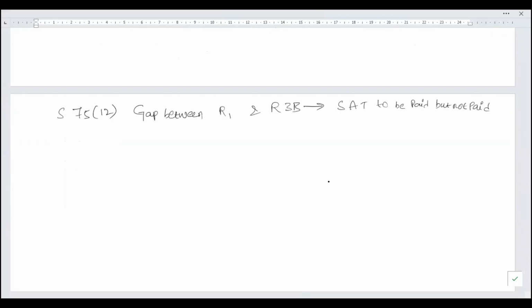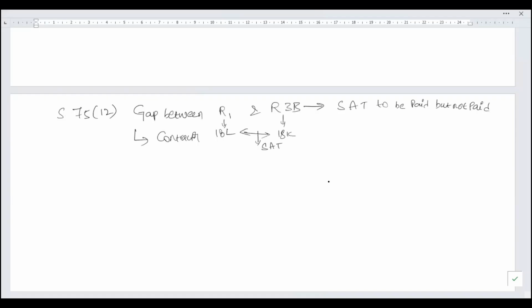You remember, yesterday I gave an example where there is a contractor. In R1, I have shown 18 lakhs as my output tax. In 3B, what I have done, I just showed 18,000 as my output tax. Now, why? They don't have funds. So this gap, what you are seeing here, is your self-assessed tax to be paid but not paid.